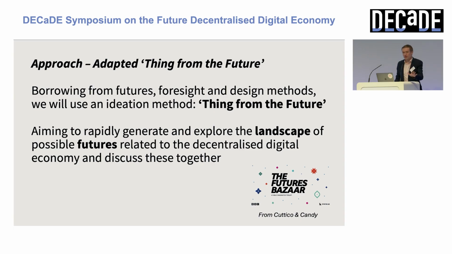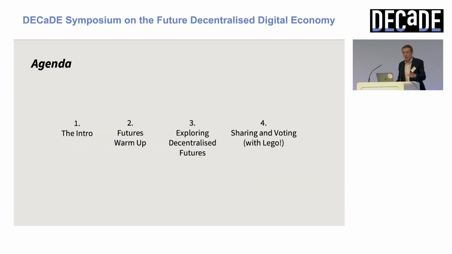So I'm going to give you a very brief intro. We're going to do a little warm-up exercise that has nothing to do with DLT. We're going to practice the exercise, and then the main thing we're going to do is think about that in the context of exploring decentralized futures. And then at the end, we're going to share those, and we're going to use the poster boards at the back to share some of these ideas. And crucially, you're going to use the Lego in a wonderfully decentralized way to vote on which of these proposals to fund. We're now a DAO collective, and we're going to decide which of these to fund.